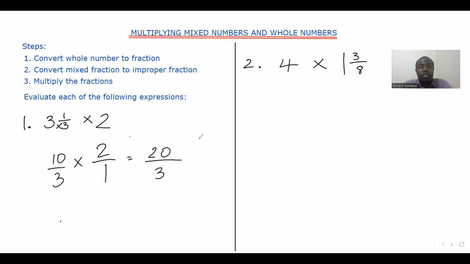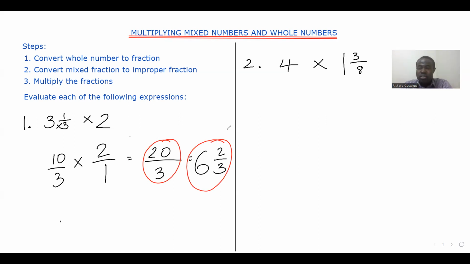Remember now that improper fractions can be converted to mixed numbers. We can do this simply by dividing. So it's 20 divided by 3, that will be equal to 6. And then we'll be left with a remainder of 2. And then we put back our denominator, which is 3. So the answer to this question is 20 over 3 as an improper fraction, or 6 2/3 as a mixed number. So that is your work.